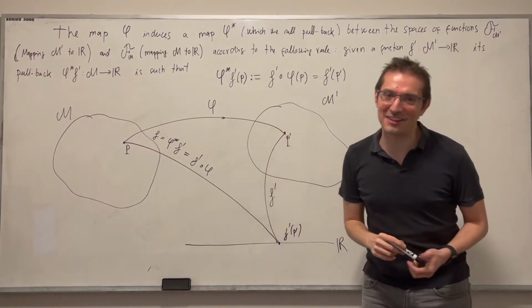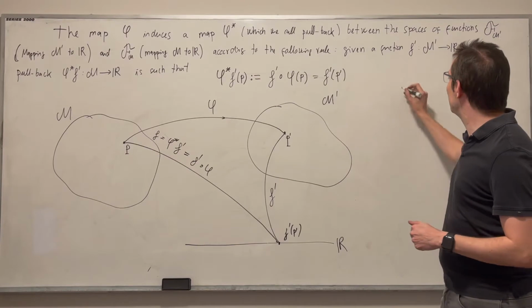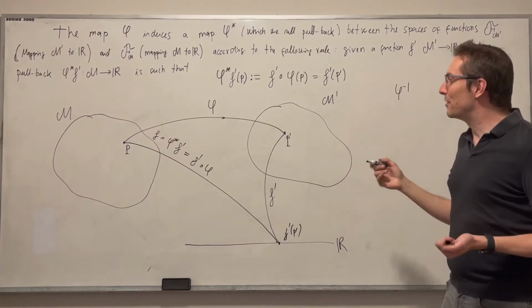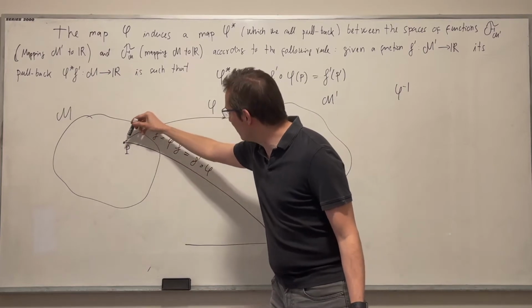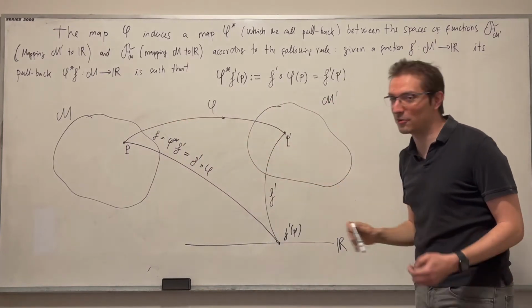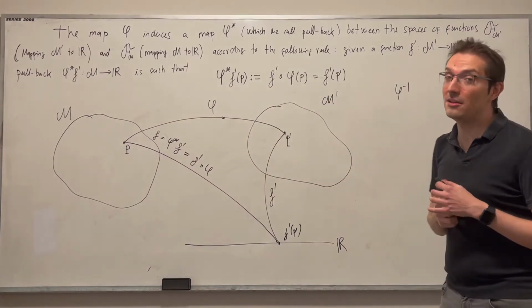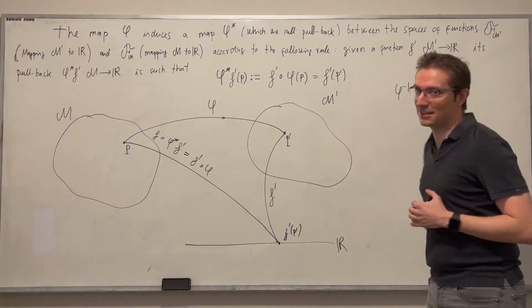Well, not necessarily, no, because we haven't said anything about phi minus 1. For that, you need first to go back in this direction using phi minus 1 and then use a function here to get to the reals. But phi minus 1 may not exist. We have no guarantee that this exists yet.